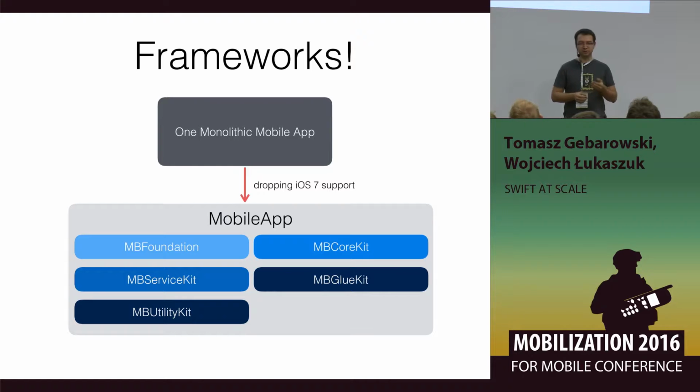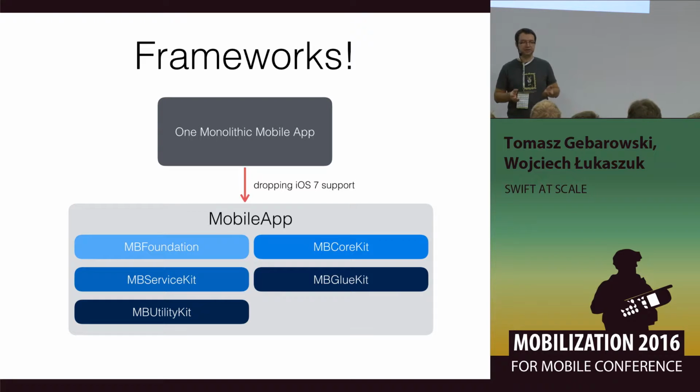So we converted one monolithic app into several frameworks. We have a framework which is responsible for implementing primitive parts of the app. We have the service layer which communicates with the backend, for example, and contains a lot of automatically generated code which simply doesn't change that often. We have UtilityKit that provides some helpers and common extensions. We have CoreKit, which is the base core of the app. And we have the GlueKit, which implements graphical user interface parts, components, and navigation.